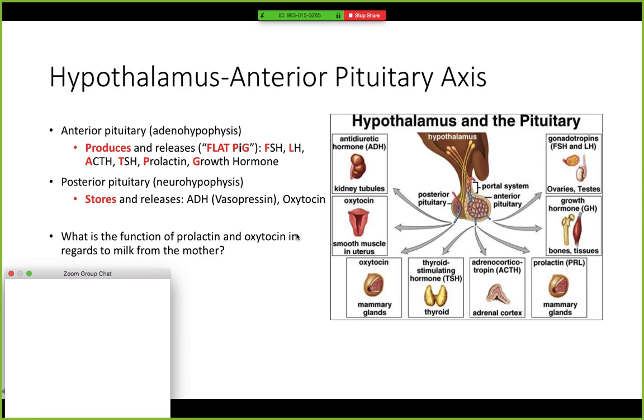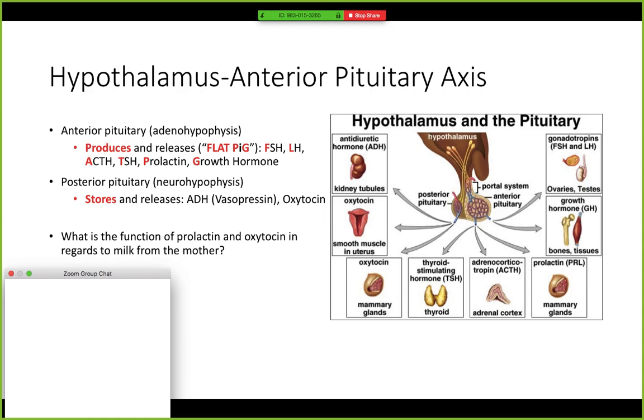Okay, so a lot of review from endocrine physiology in this lecture. So you have your anterior pituitary, which is the adenohypophysis, and it's going to produce and release 6 different hormones. So kind of a throwback to an MCAT mnemonic, flat pig. So FSH, LH, ACTH, TSH, prolactin, and growth hormone. And then from your posterior pituitary, rather than producing, it's storing and releasing both ADH and oxytocin.